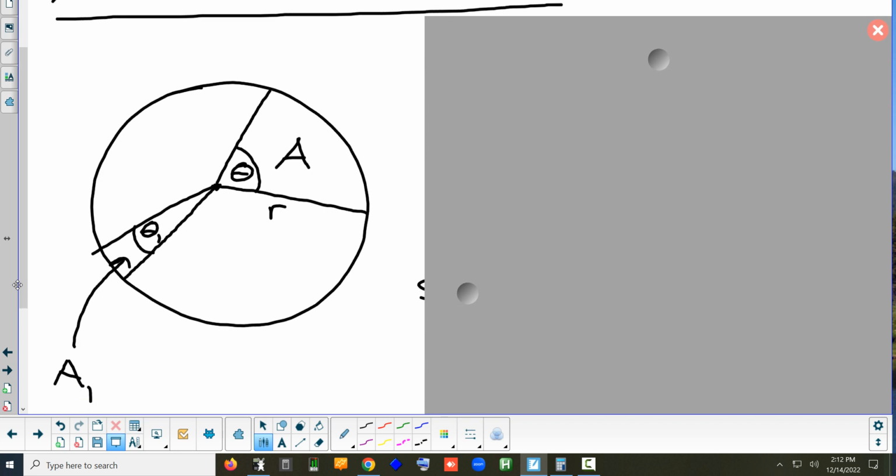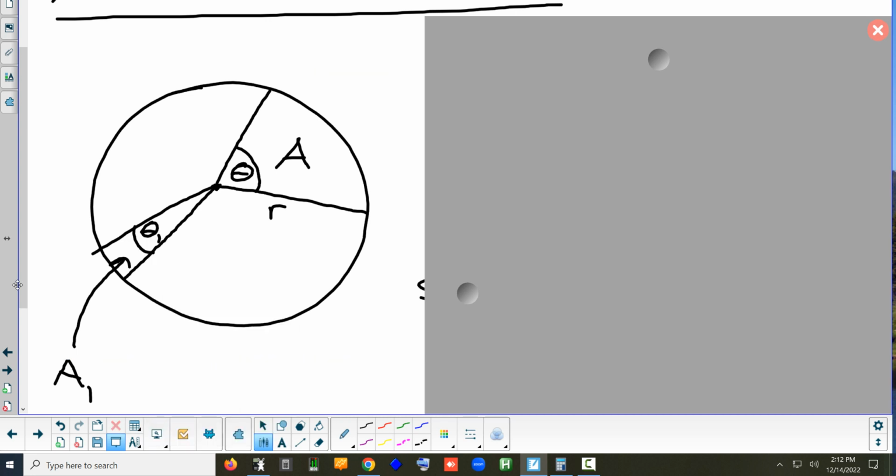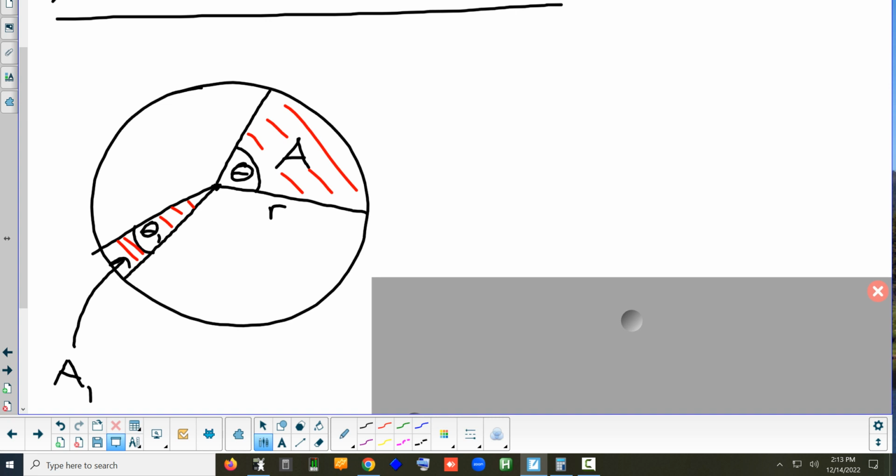And so it's pretty much the same diagram as last time. I have an angle and another angle. But this time we're focusing on the area that's shaded in. So I have an angle and an area, and an angle and an area. Those four things are going to be what I plug into my proportion.